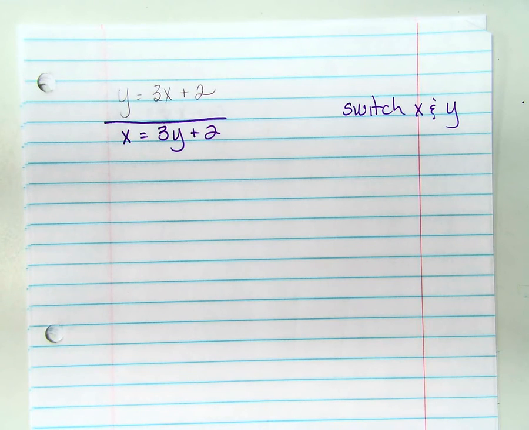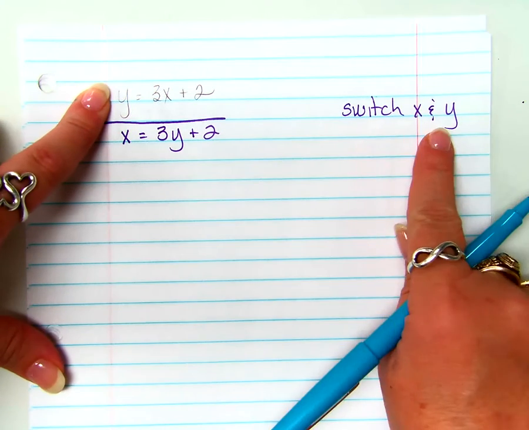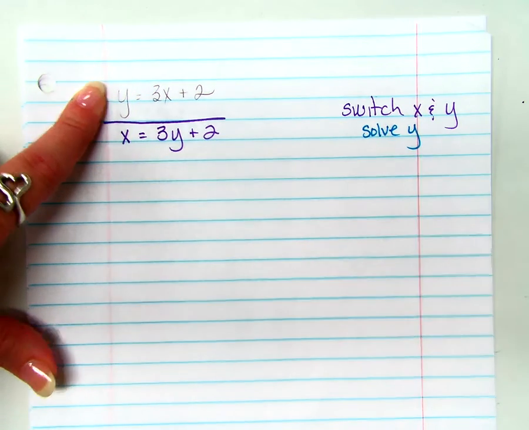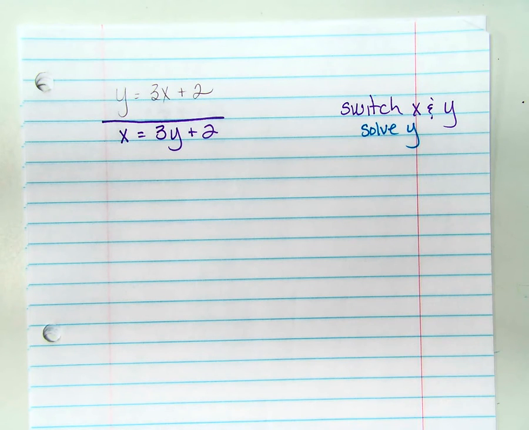Now, there's nothing really wrong with that as far as the answer goes, but if we want to do anything with that, we can't leave it in this form. So if we're given an equation, we're going to switch x and y, and then we're going to solve for y. Get it in a form that we're used to seeing and using and all sorts of stuff like that.